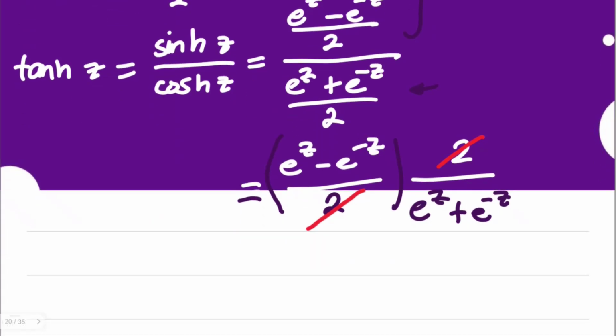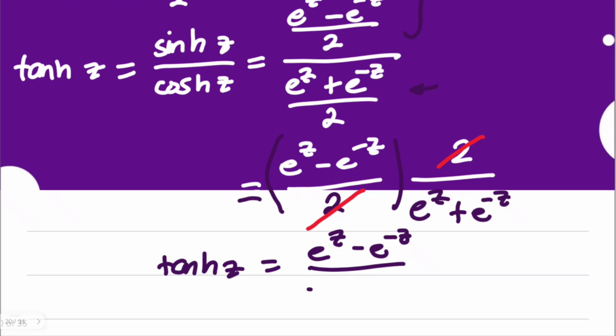The final form for the hyperbolic function for tangent z is equal to the ratio of e to the power of z minus e to the power of negative z all over e to the power of z plus e to the power of negative z. These are the 3 equivalent forms for the first 3 hyperbolic functions for complex numbers.